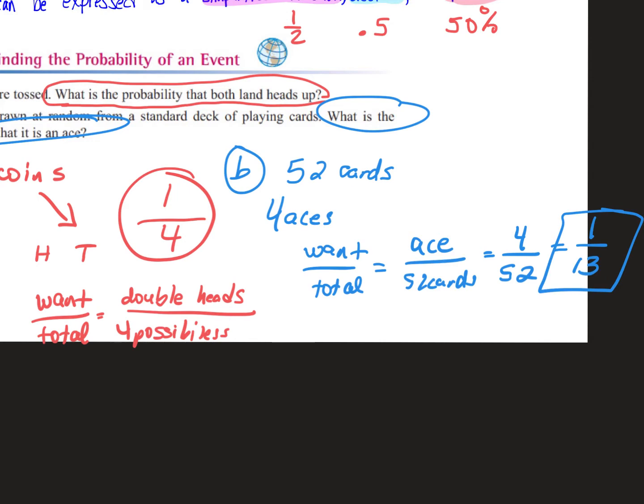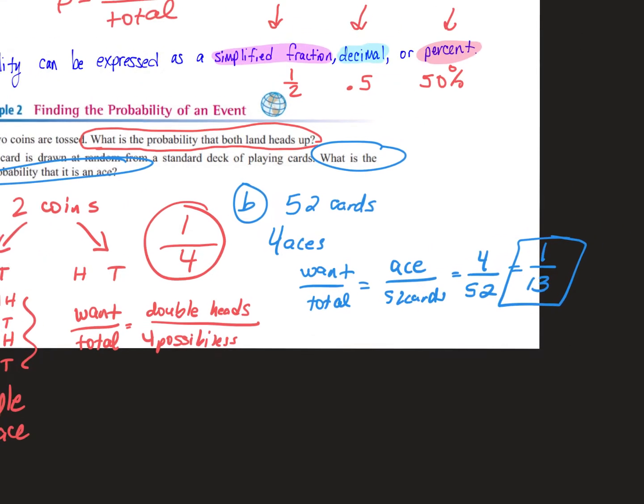1 over 13. If I asked you for a percentage, you would divide 1 divided by 13 with the decimal place over 2. Questions? We all right? Guys at home, you okay?